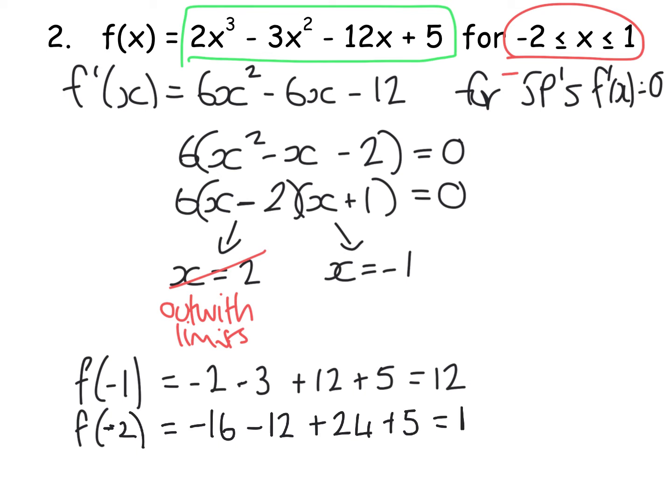And then the last one I'm going to do is f of 1, which is probably the easiest one, so nice to leave that for last. That just gives us 2, take away 3, take away 12, plus 5. So that is 7, take away 15, which is negative 8.